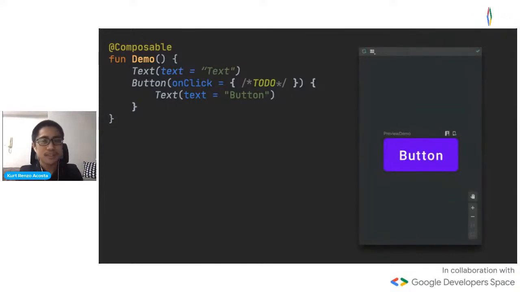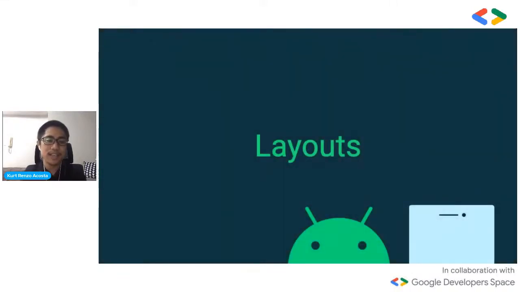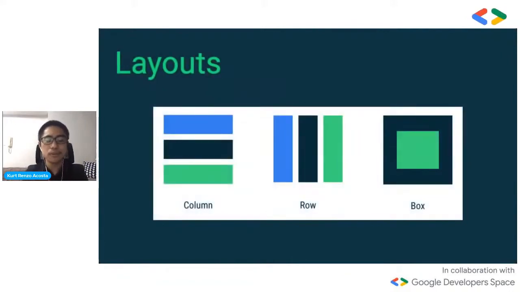But okay, where's the text? I thought we have two components. We have text and the button. So what's happening here? This would lead us to the next thing, which is layouts, or positioning our components. With positioning our components, I think there are three building blocks.